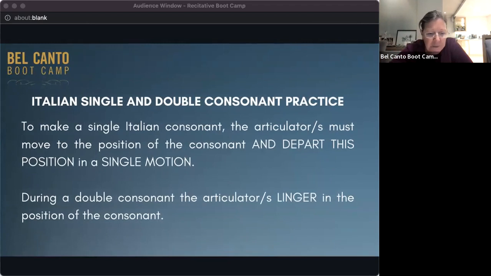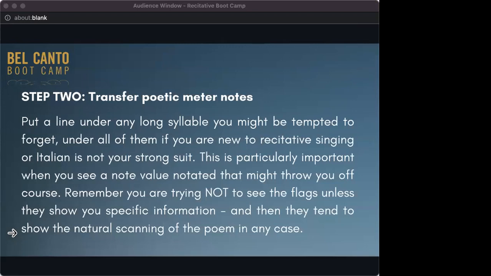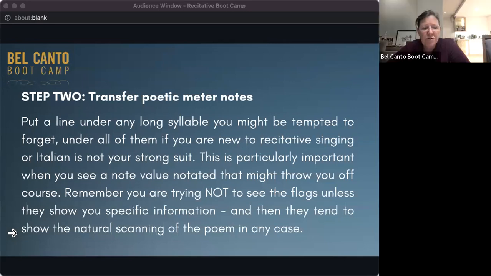Step two, yes. I can go back to step two. Thank you, Derek. So, Braden, this is step two. Put a line under the long syllable because you don't want to see the flags, yeah? Anything specific about that, or did you just want to see it one more time? I just want to have another look. You want to have another look? Thank you. Okay. I'll read through it just to make sure.